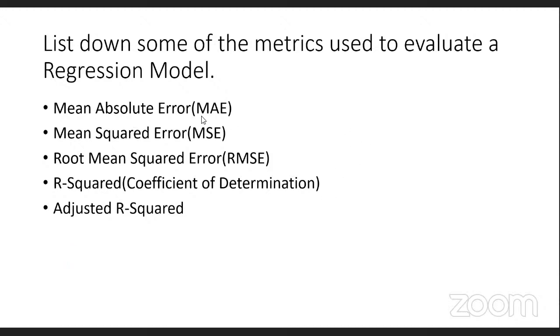Mean absolute error. It is the absolute value of the difference between the actual value minus the predicted value, divided by the number of points, that is 1 by n into summation of actual minus predicted, where i runs from 1 to n, for all the individual rows. That is the mean absolute error. What about the mean squared error?